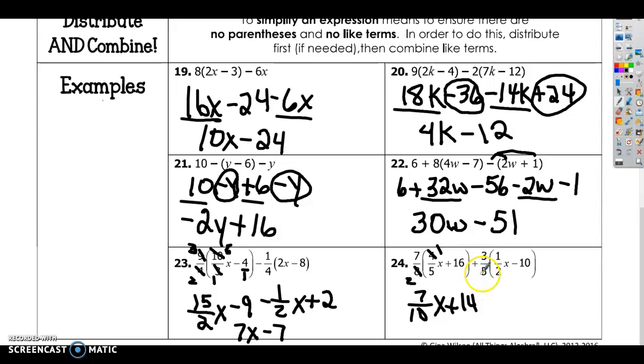All right, so the next one is 3/5 times 1/2. So multiply 3 times 1, and that gives me 3/10 x. And then the 10 divided by 5 is 2, so 3 times negative 2 is negative 6. When I add like terms here, I'm going to have 7/10 plus 3/10, which is 10 over 10. 10 over 10 is just x. 14 minus 6 gives me plus 8. And that is it.